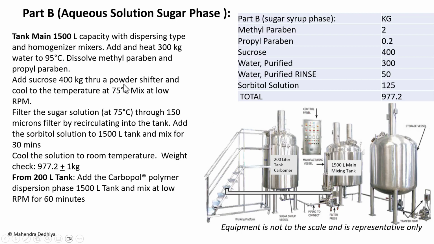Add sucrose through a powder shifter and cool it to 75 degrees. Mix at low RPM. Filter the sugar solution through filter press and recycle it back into the main tank, cool the solution to room temperature, and add the sorbitol. Transfer carbomer dispersion into the mixing tank at a low RPM.